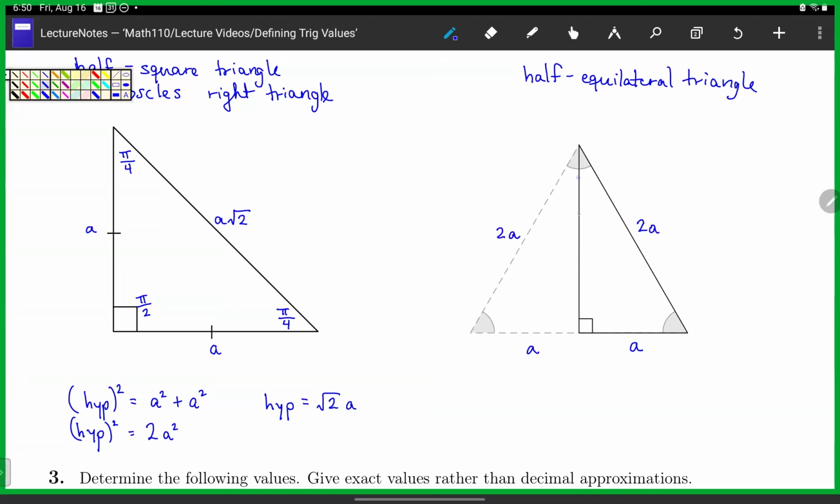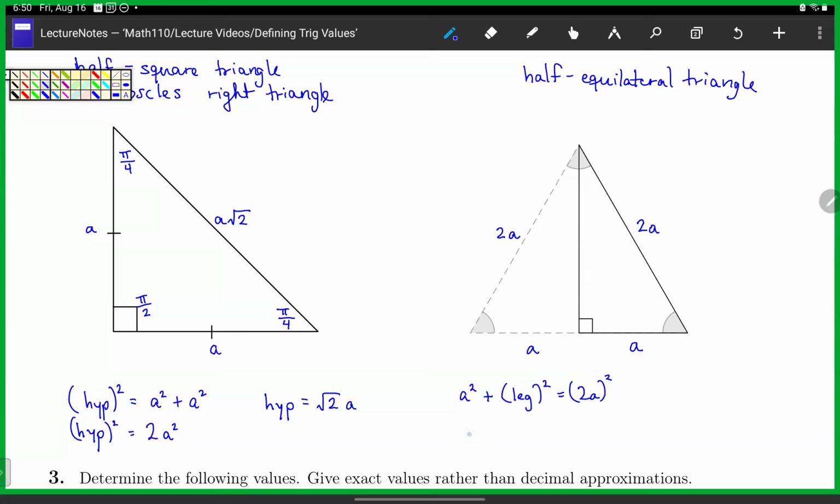Okay, so now looking inside this right triangle, I can use the Pythagorean theorem. We have a squared plus that missing leg squared has to equal 2a all squared.